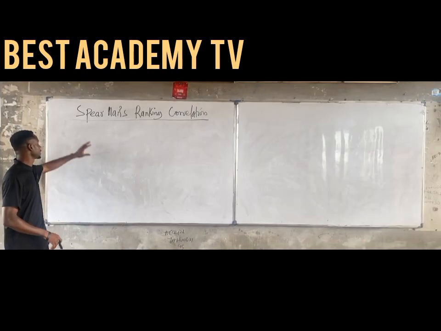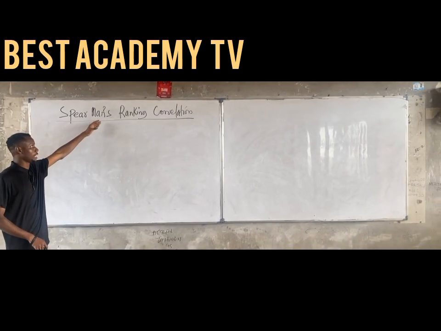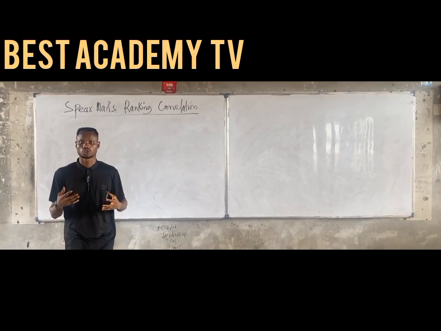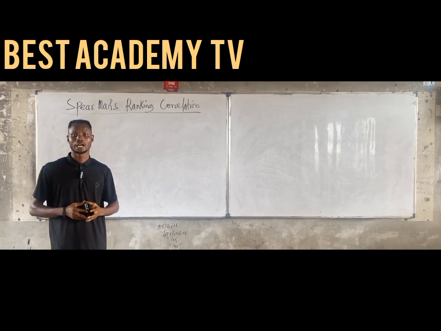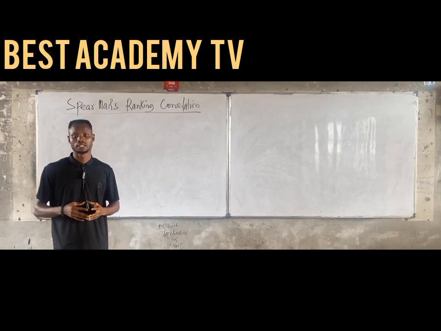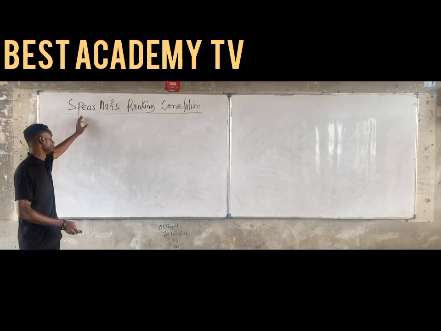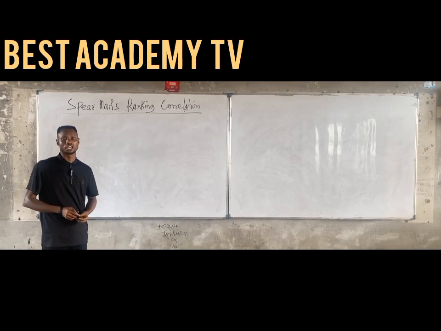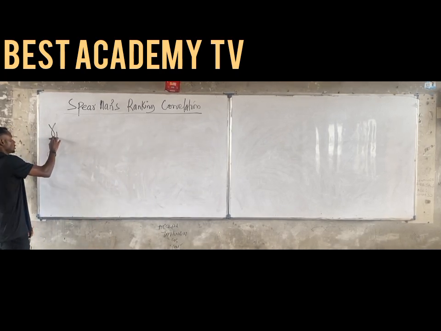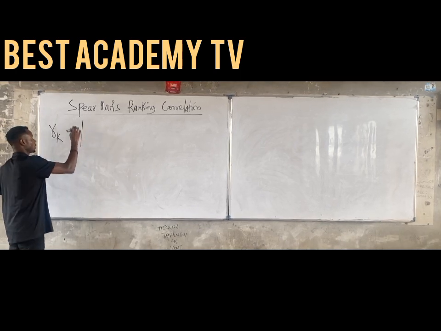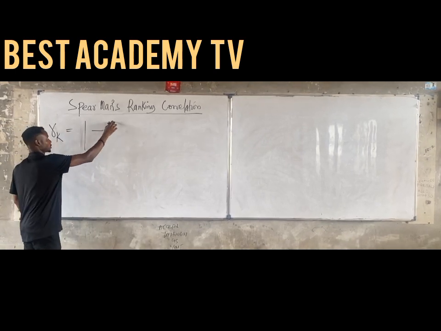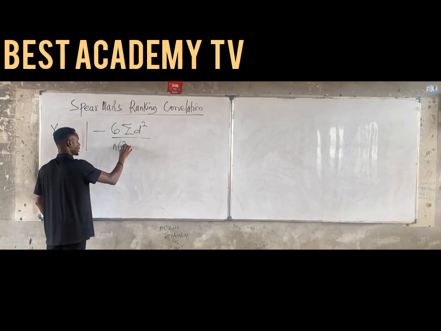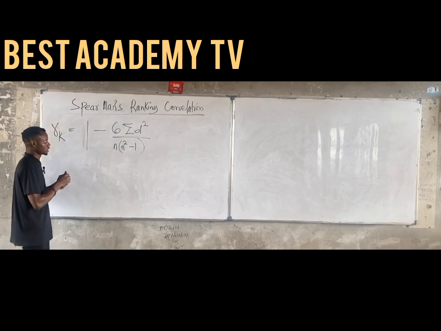Okay, in this video, we'll be looking into Spearman's ranking correlation. Earlier I told you guys that we have two methods in solving correlation. We have Pearson product moment correlation, and the next is Spearman's ranking correlation, or you can say ranking correlation. Now what is the expression here? The ranking correlation is equal to 1 minus 6 sum of d squared over n into n squared minus 1.